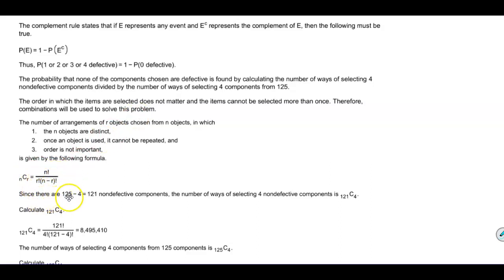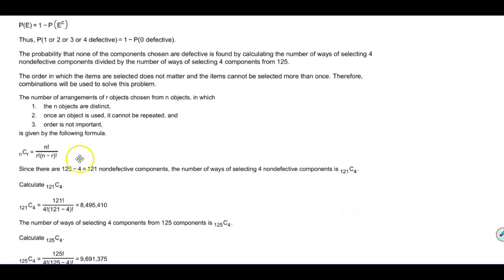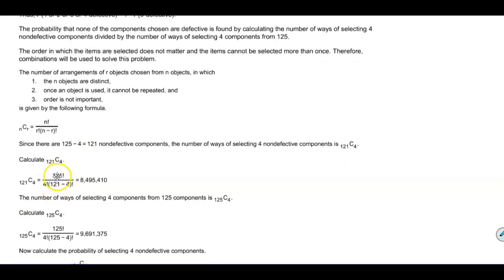Since there are 125 minus 4 equals 121 non-defective components, we have a total of 121 that are non-defective, and the number of ways of selecting 4 non-defective components out of that 121 is 121 combination 4. So we're going to calculate that using the formula. We have 121 factorial divided by 4 factorial times 121 minus 4 factorial, which gives us 8,495,410. So that gives us the first part.